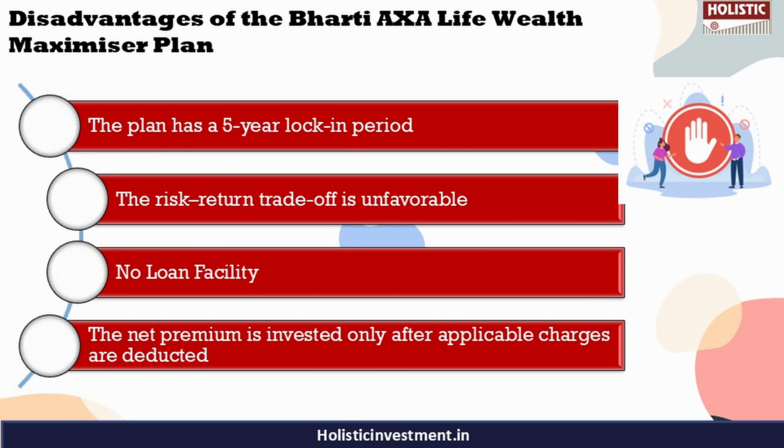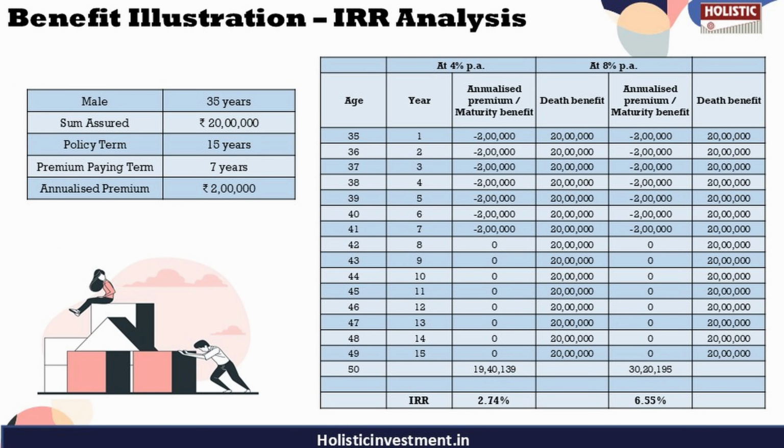Now, as we have a basic idea about the policy, let us move on to the analysis part of the video, where we are going to conduct an IRR analysis based on the benefit illustration provided in the policy brochure. Here we are going to consider an example. Let us assume that a 35-year-old male has opted for this policy with a sum assured of 20 lakhs. The annual premium here is 2 lakhs. The policy term is 15 years and the premium payment term is 7 years.